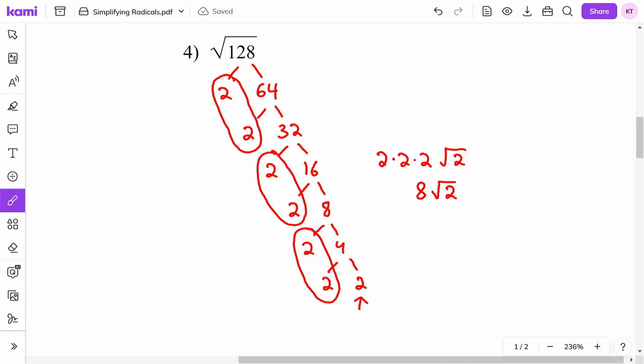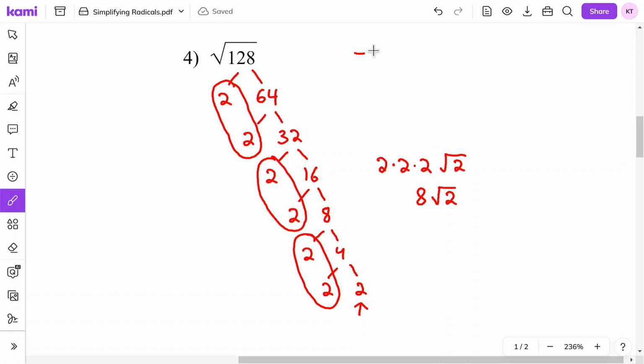And again, I can do the same thing with a negative square root, or the square root of negative 128. The only difference here again is that I'm also going to be pulling out a square root of negative 1, which is i. So this will essentially give me the same exact thing, except the only difference is I'll have an 8i root 2 instead.